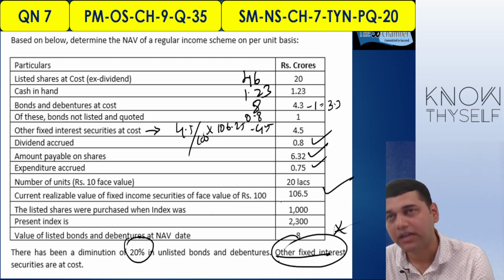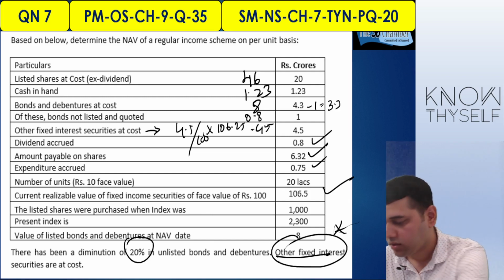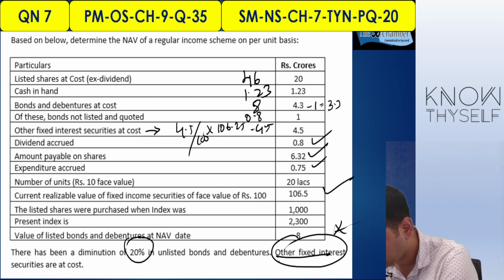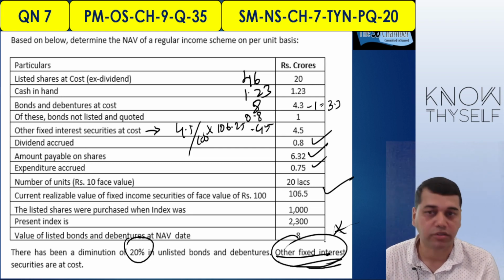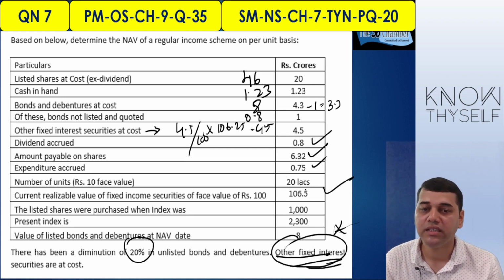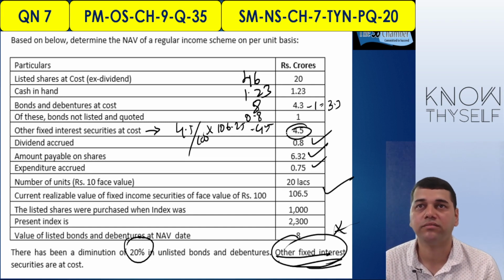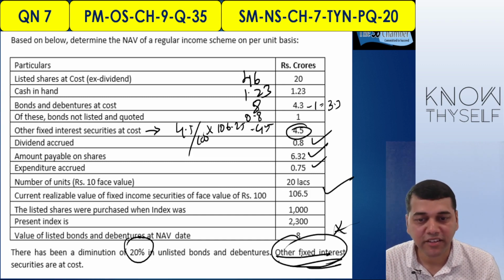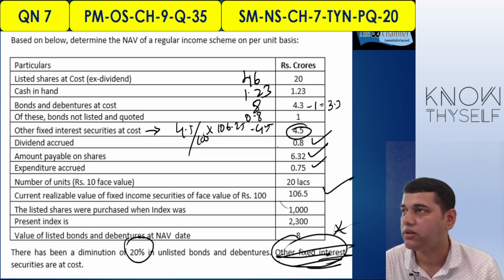So now I have marked both the questions important. You understand the difference in both the questions. If this sentence comes in the examination, you treat this at cost of 4.5 only. Don't extrapolate it. If this sentence is missing, then you extrapolate and put that 4.75, whatever you have got. Clear?